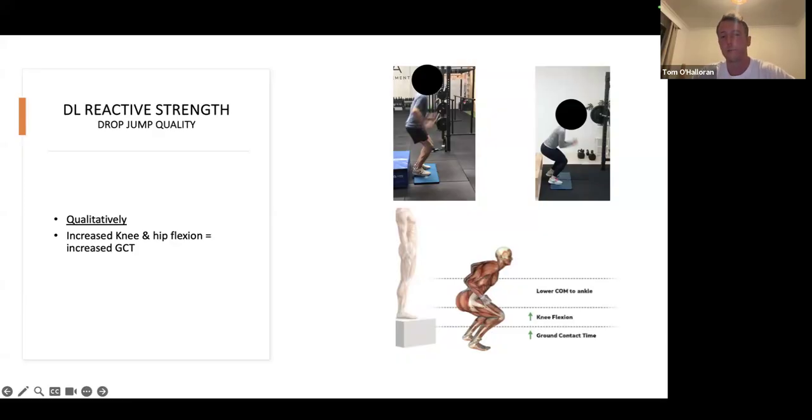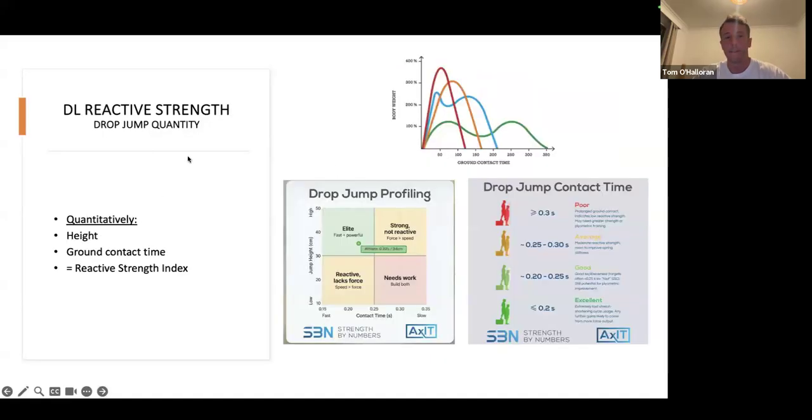Whether that's running or changing direction or doing a drop jump or a single leg drop jump or hopping, anytime we see a lot of knee flexion, we can tell someone has very likely spent a long time on the ground and is not using elasticity. So it's really important, even if you didn't have a force plate, just look at someone's ability to decelerate quickly and spring back out and get a result. A result being some height. So qualitatively, increased knee and hip flexion is increased ground contact time.